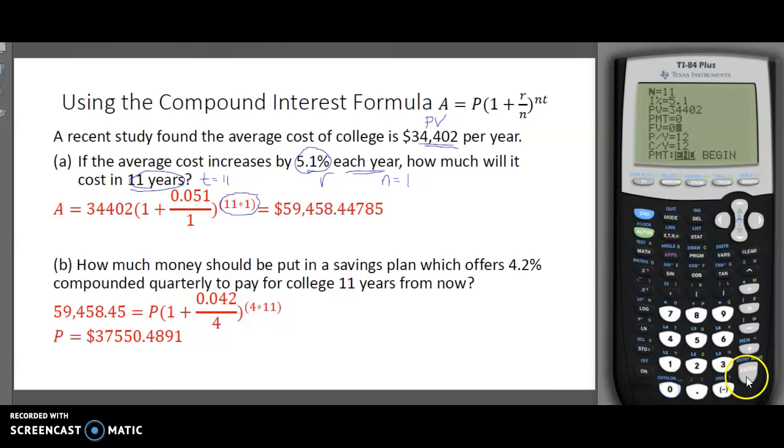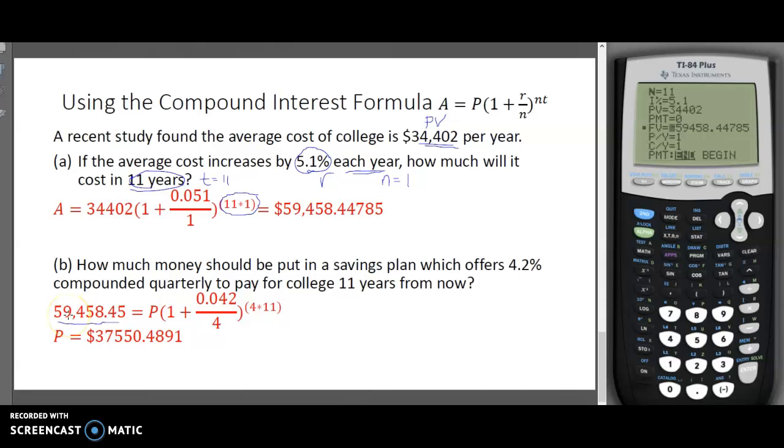We don't know what our future value is. We'll change that to a 0. We are compounding annually, so that will be a 1, and that will be a 1. Arrow back up to the quantity that you want to calculate, and we want to calculate future value. Choose alpha, enter, and there's our amount. And when we round that, we will have this amount.